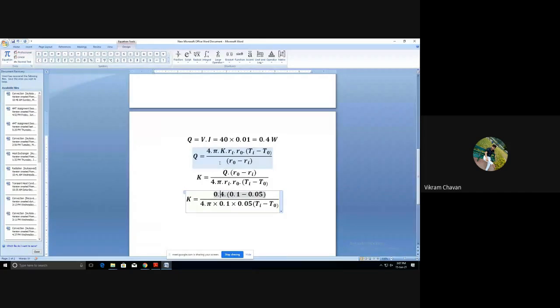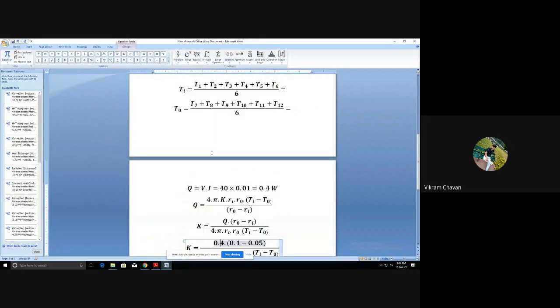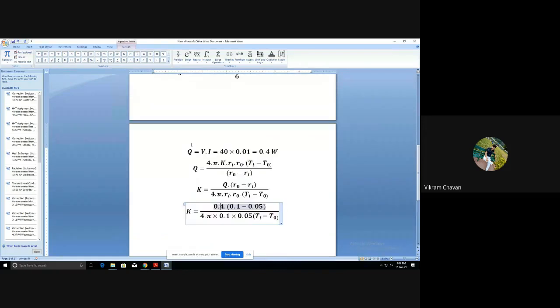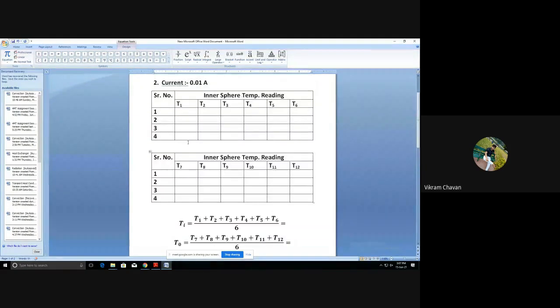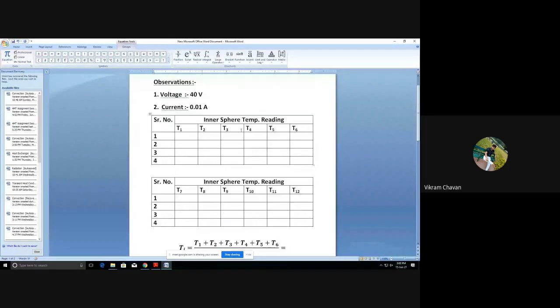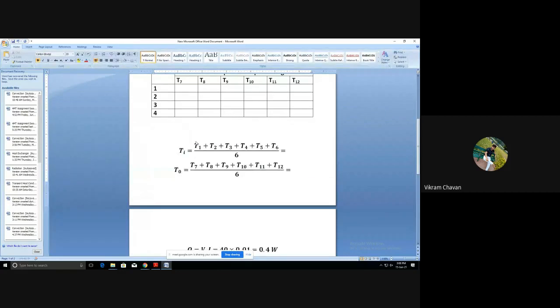I have shown everyone how to perform the experiment, how to take the readings, and then the calculation of the thermal conductivity. Shortly I will provide you, if you have written this properly, okay, write this down. That will be your observation and calculation. This part will be considered the calculation part.